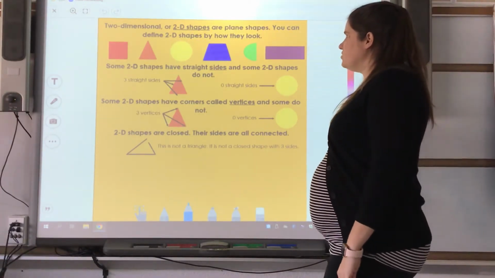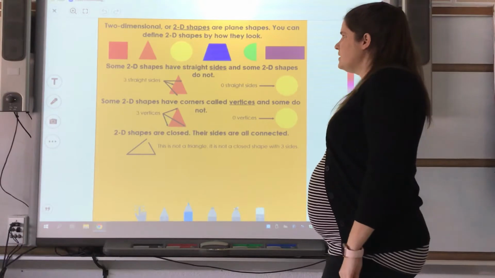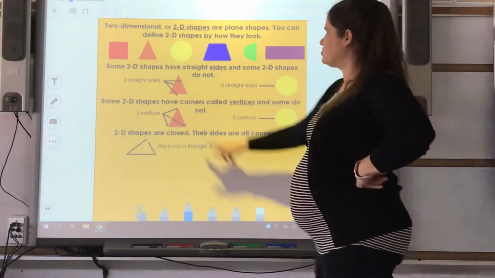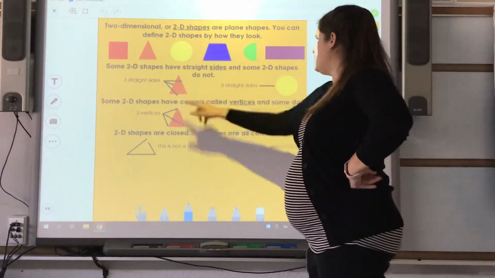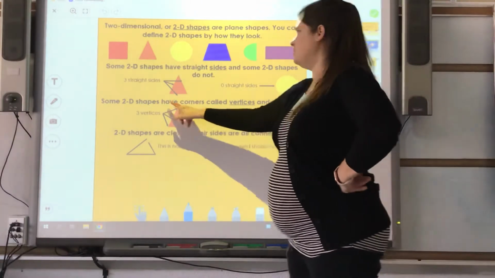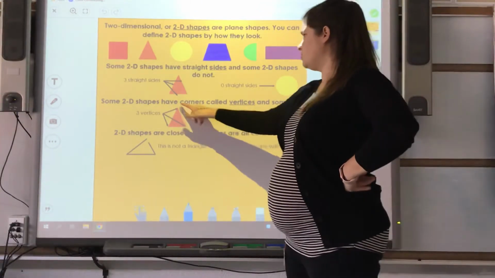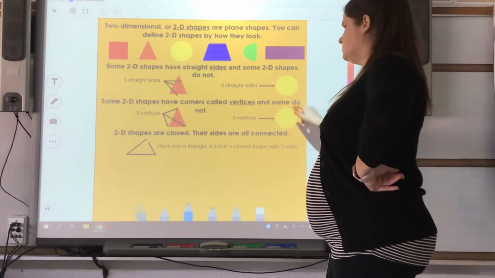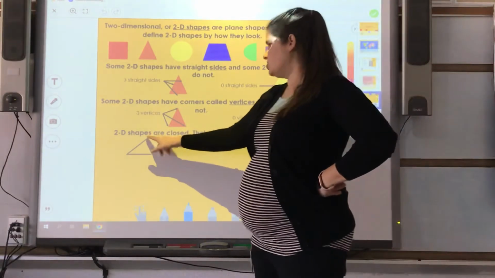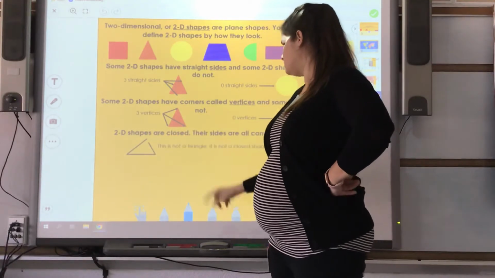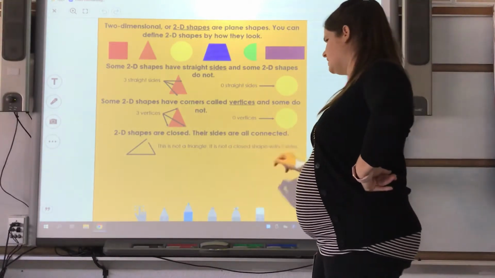So, 2-dimensional or 2D shapes are plane shapes. You can define 2D shapes by how they look. So we have our 2D shapes right here. Some 2D shapes have straight sides, and some 2D shapes do not. Some 2D shapes have corners called vertices, and some do not. 2-dimensional shapes, that's what the D in 2D stands for, are closed. Their sides are all connected.